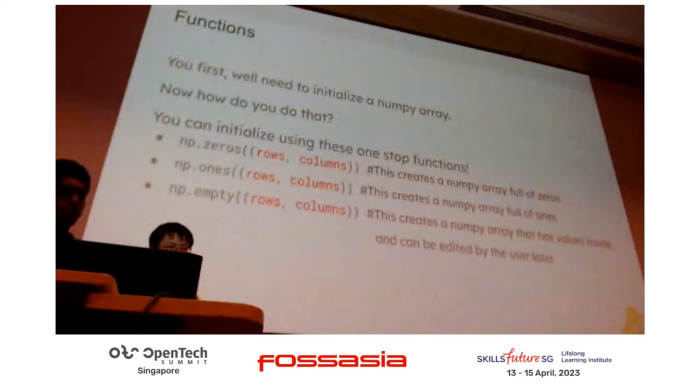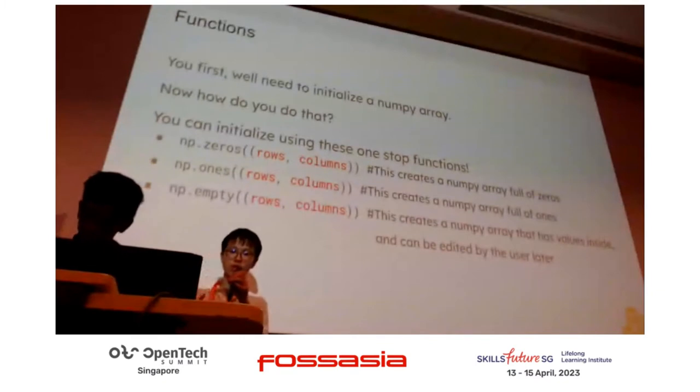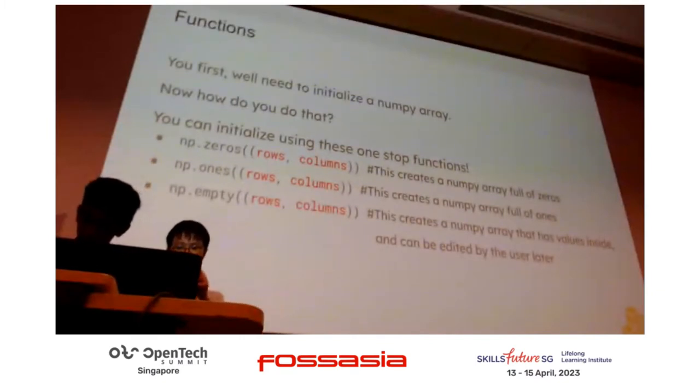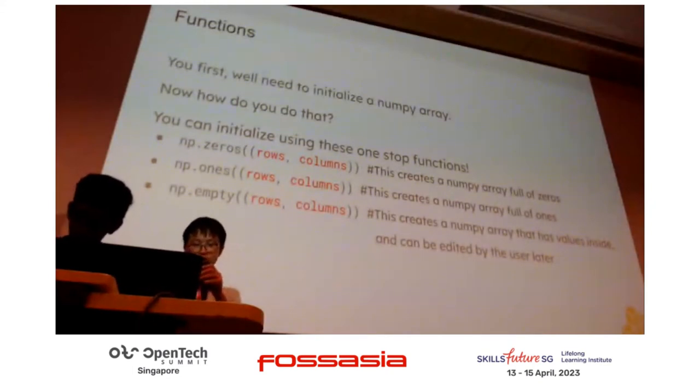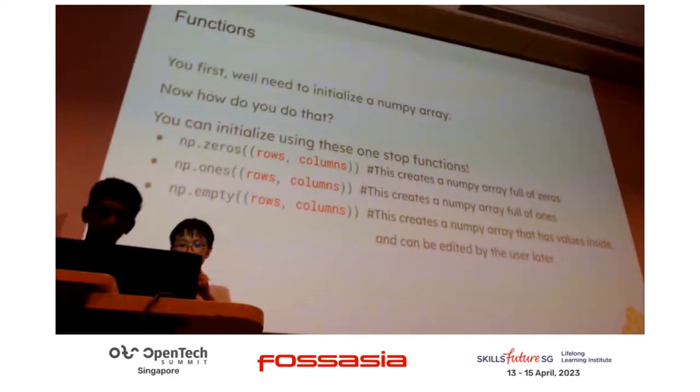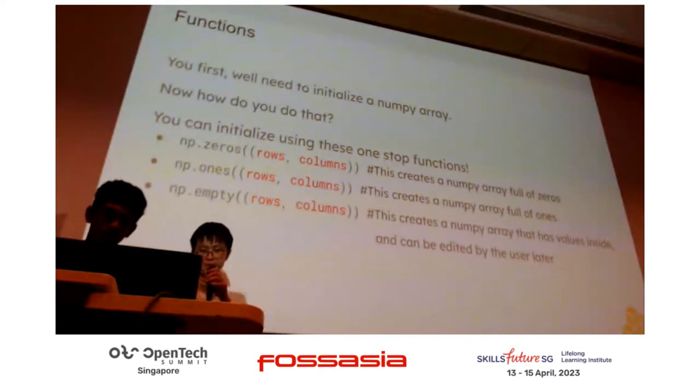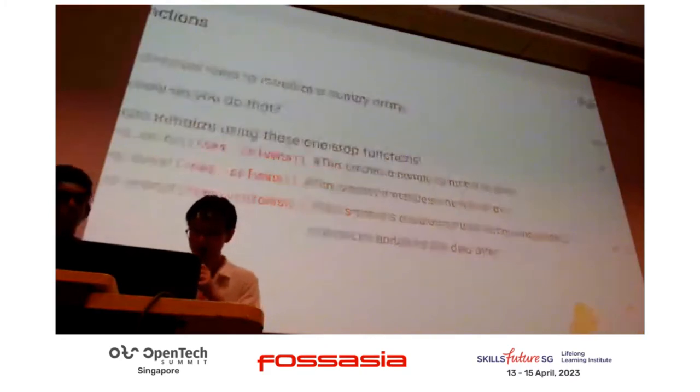Other than that, there are also many other different ways you can initialize a NumPy array, where you can use numpy.zeros, where the main parameter is a tuple that contains the rows and columns. This creates a NumPy array that is full of zeros based on the rows and the columns that you specify. Similarly, numpy.ones does the same thing, just that it fills the NumPy array with ones instead. And numpy.empty creates a NumPy array that already has pre-assigned values inside. But how it works is similar to numpy.zeros and numpy.ones, where it creates a NumPy array with the shape that you specify in the tuple.